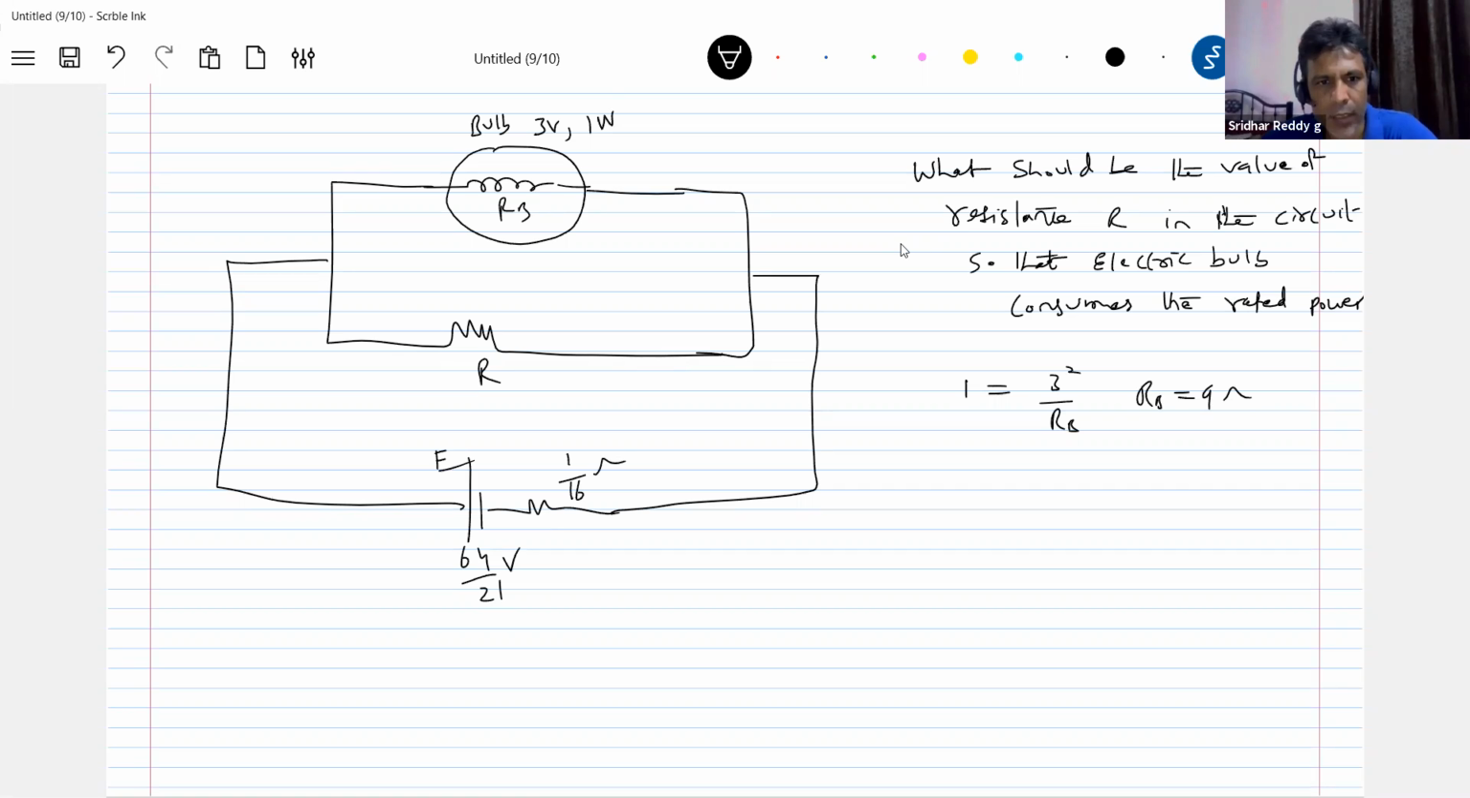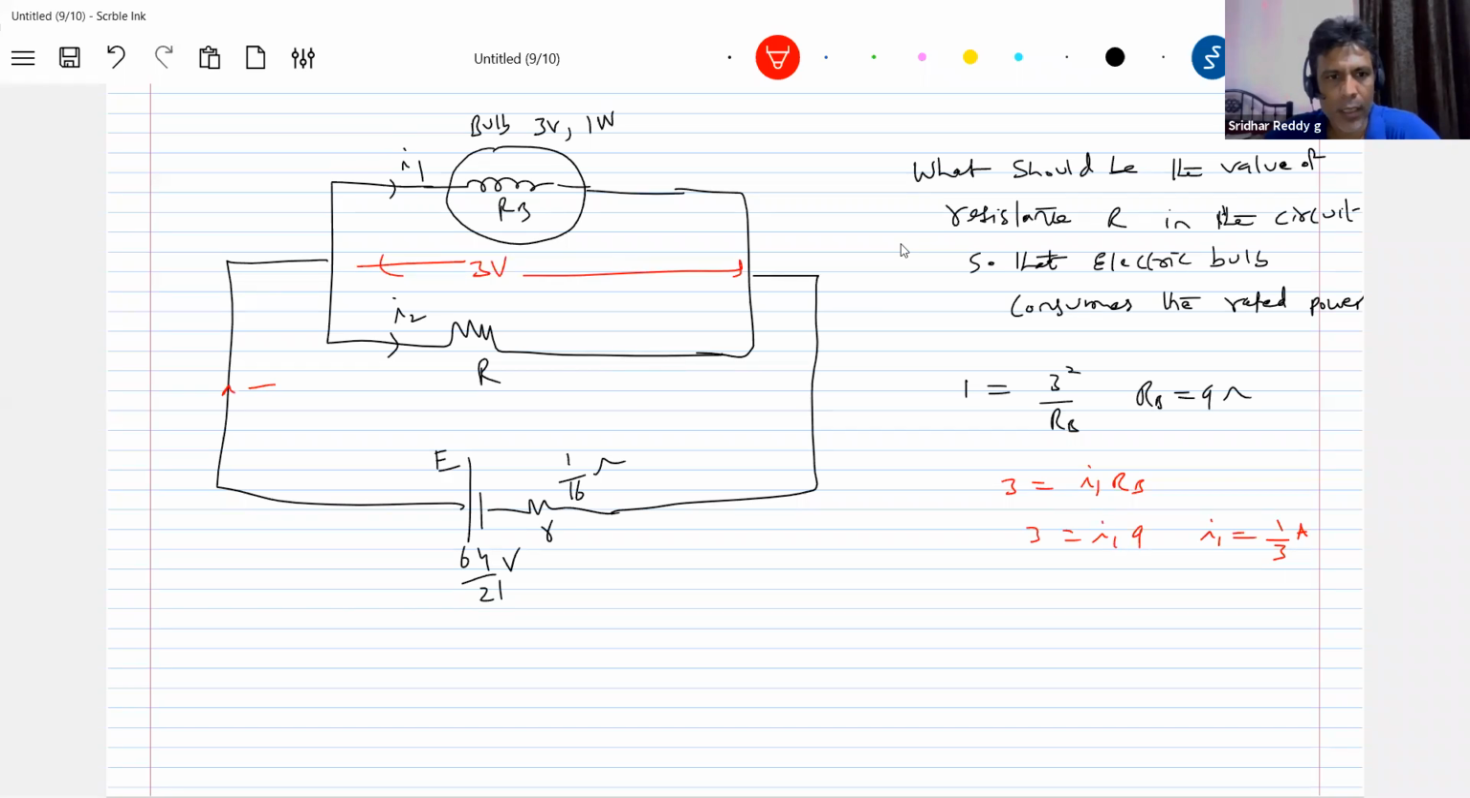There's the EMF, and there's the R. Then can we calculate how much current? Let this be I1, and let this be I2. So what is the drop? The drop should be 3 volt only. So can we calculate I1? 3 volt should be equal to I1 into RB. So 3 equals I1 into 9. So I1 equals 1 by 3 ampere.